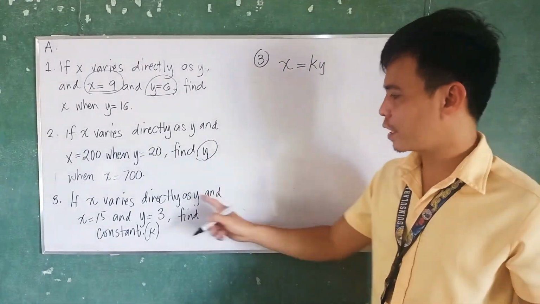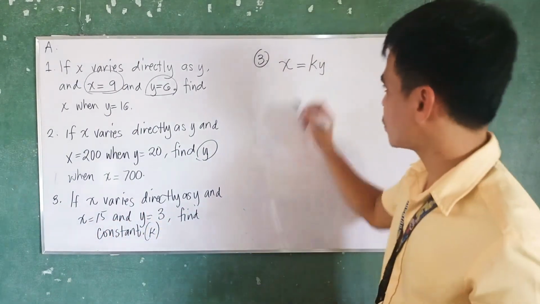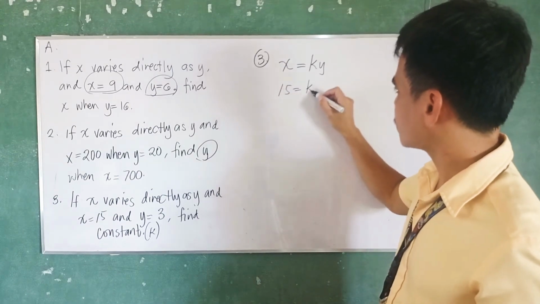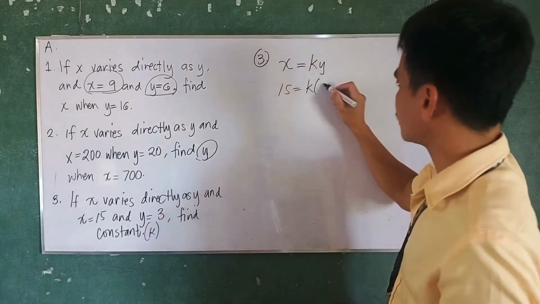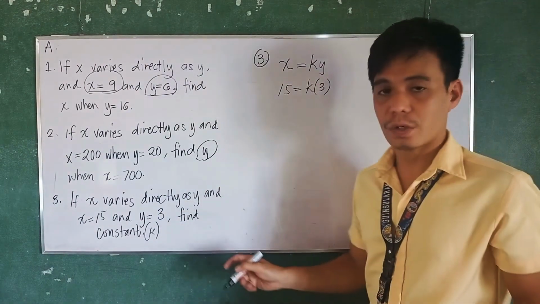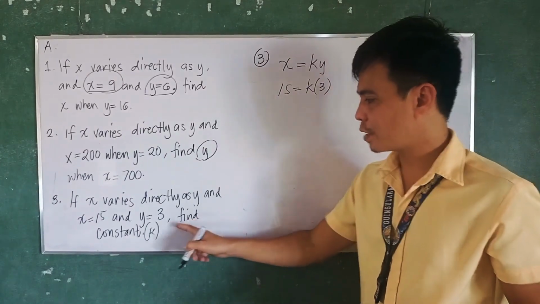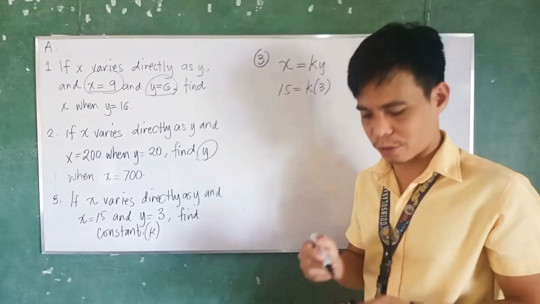Madali lang. And your x is 15 when your y is 3. So therefore, just substitute the value of your x, 15, and your k is constant, while your y is 3. Okay? So I hope you follow, guys. Madali lang siya. Just substitute the value and find the constant k. Just compute for the value of your constant.